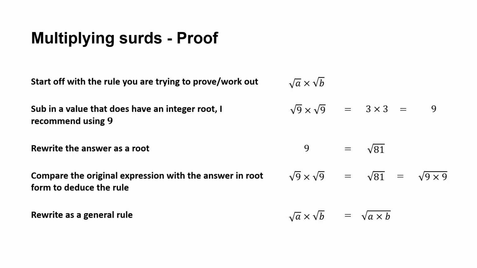So going back to a more general formula, by comparing the left-hand side to the right-hand side, we can see if we're to write the 9s in terms of a and b's again, we would have the rule being root a times root b is equal to root a times b.